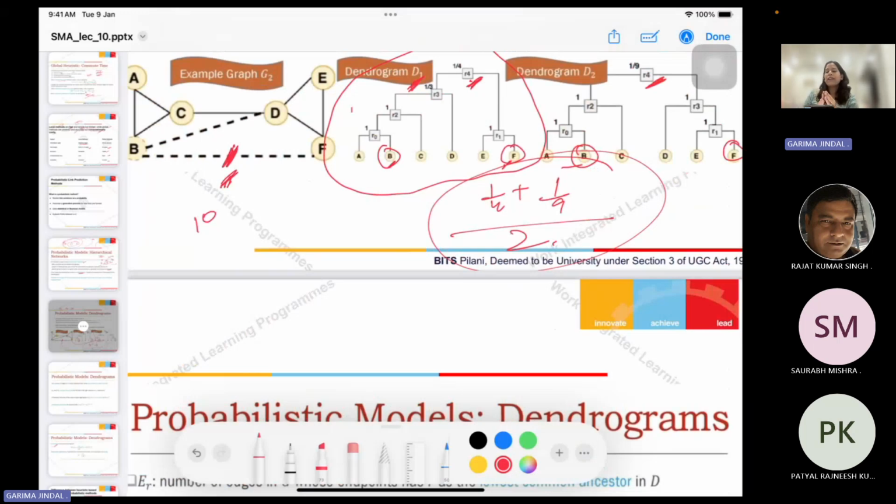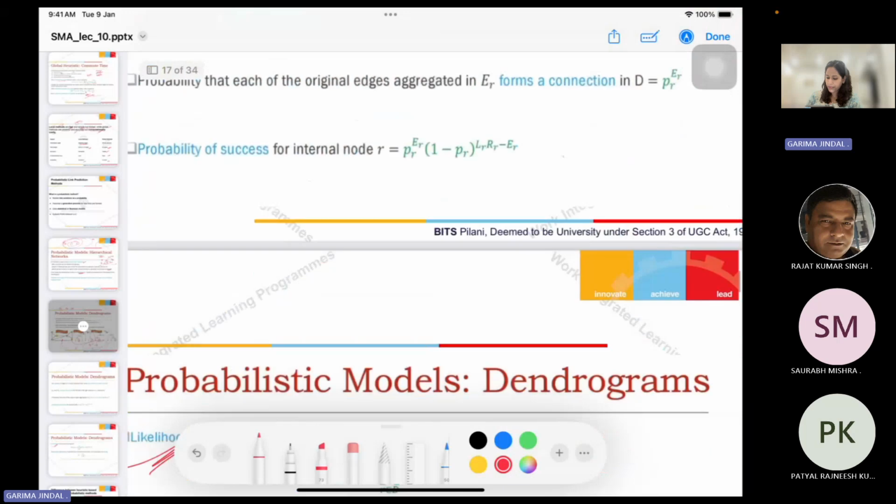For that, just now we have given scores to edges. You can also give scores to the dendrograms. And how will you give the scores to the dendrogram? You will calculate the likelihood of each dendrogram. What is the likelihood of each dendrogram? You have all these probabilities, you will multiply all these probabilities together, and whatever value you get, that is your likelihood for that dendrogram.